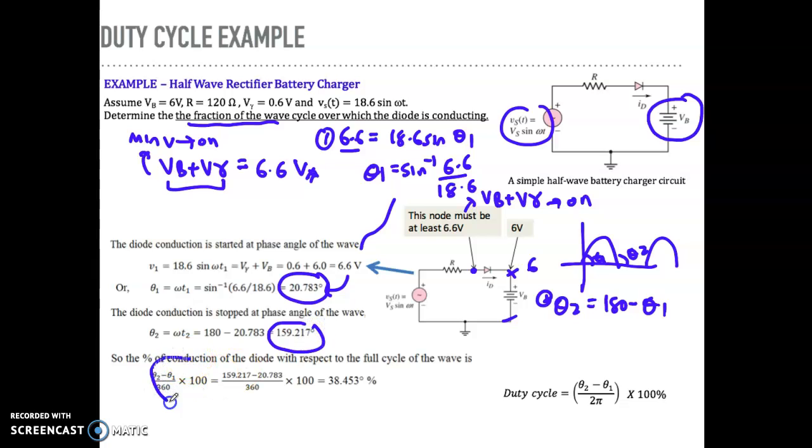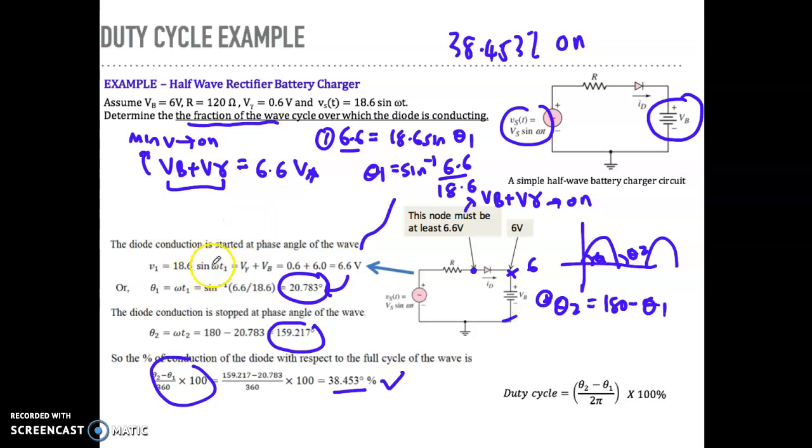And then you just use this formula to get your duty cycle. So what does it mean? It is only 38.453%. The diode will be on, the rest will be off. So this is what is meant by duty cycle.